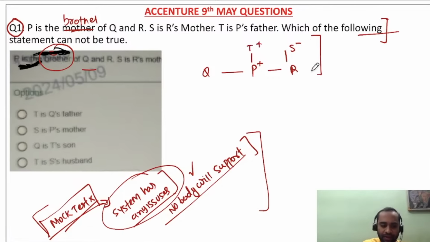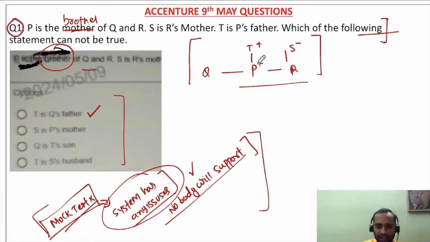And T is father of P, right? T is father of P. Now, if we try to see here, which of the following statements cannot be true? T is Q's father. So T is father of Q, that is true. S is P's mother. Yes, S is mother of P, correct.